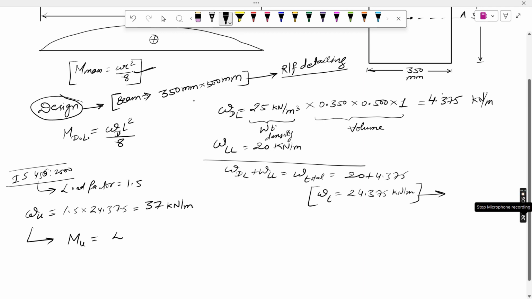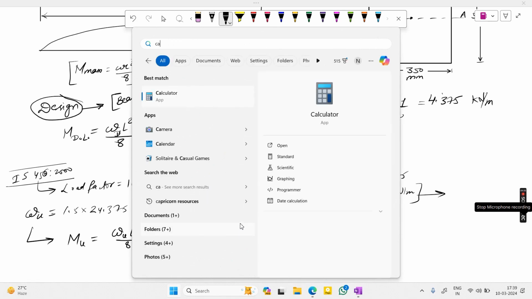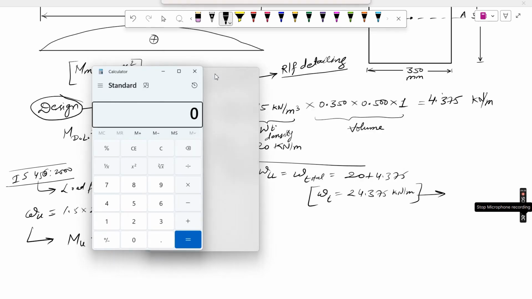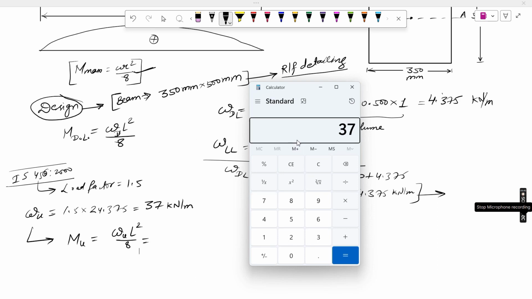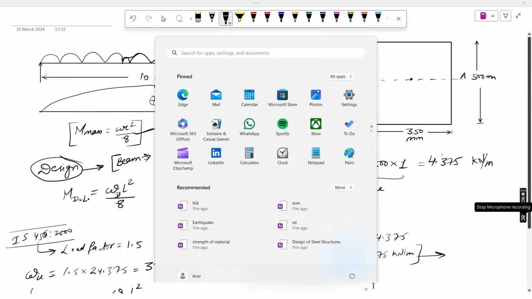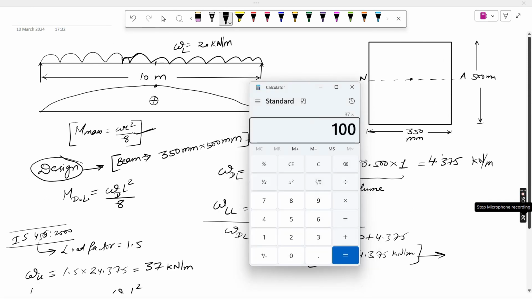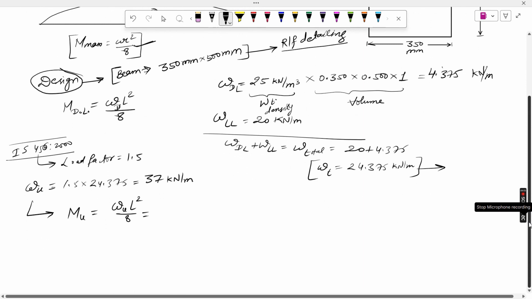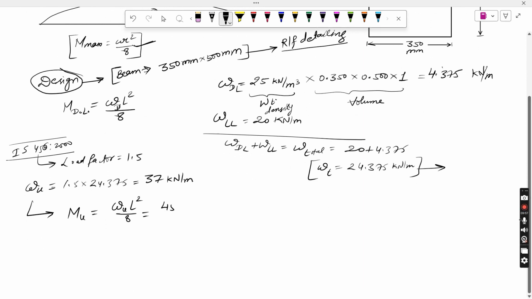Now what is the moment? MU will become WU L square by 8. Just solve it. WU means our 37. Length is our what? I think I have given you 10 meter. Yeah, 10 meter. Multiply by 10 means 100, divided by 8. Enter. 462.5 kilonewton meter.